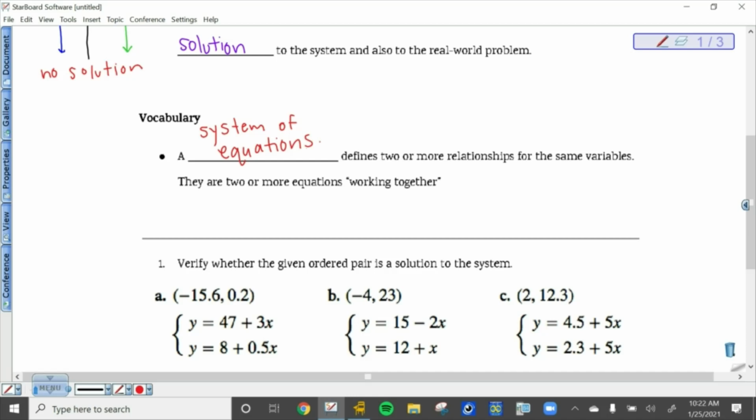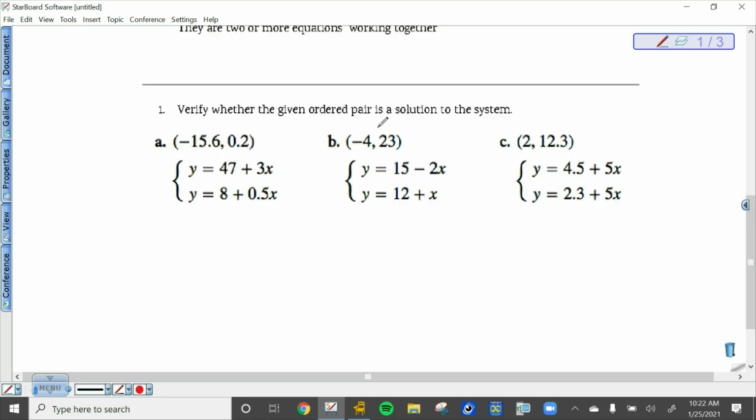All right. So I want to do this practice problem with you. We're probably just going to do one of them. Let's do B. So we're going to check to see whether the given ordered pair is a solution to this system. Remember, the solution to a system of equations is going to be the intersection of the two lines, which can be represented by an ordered pair. Okay?